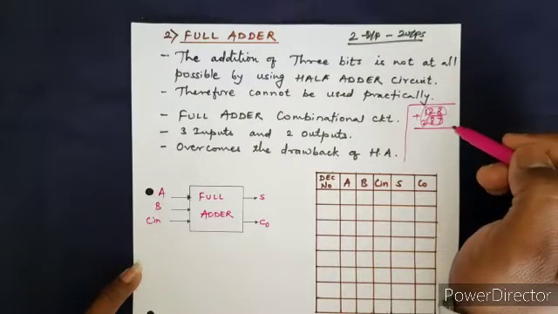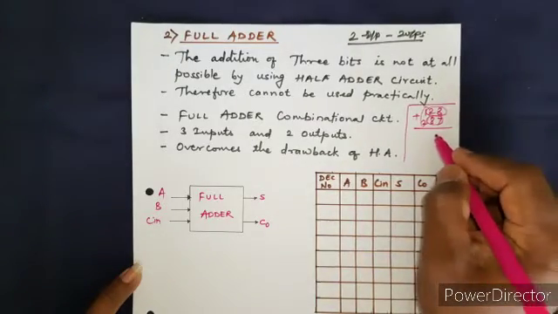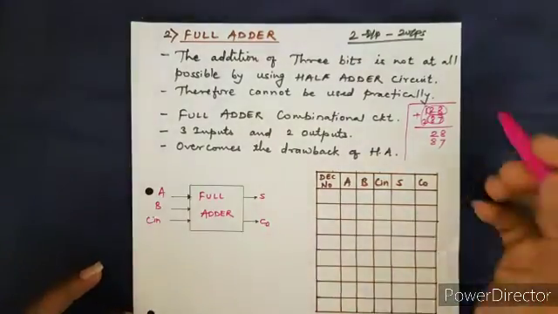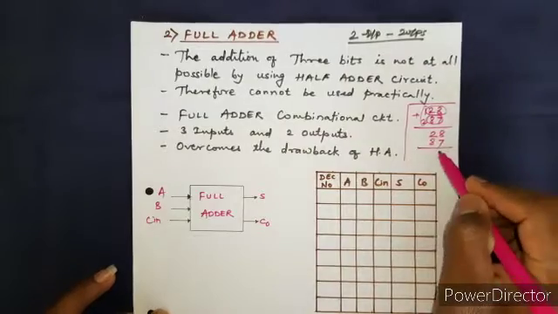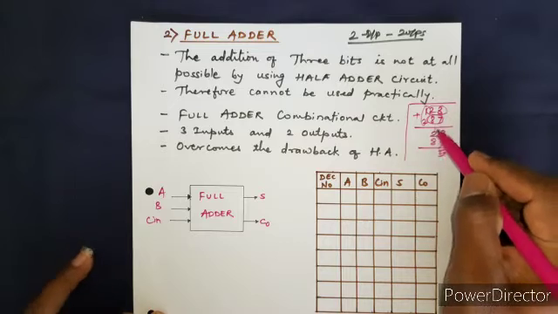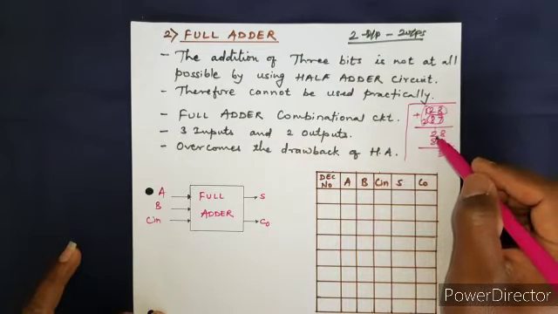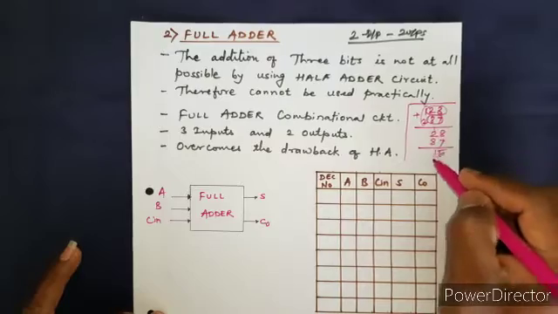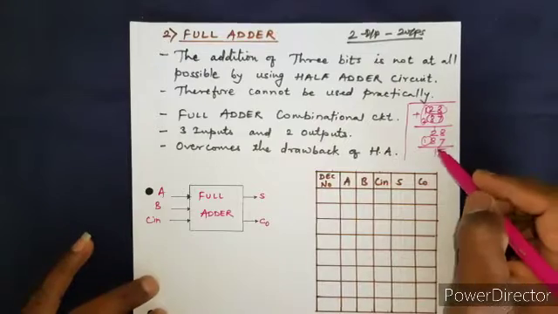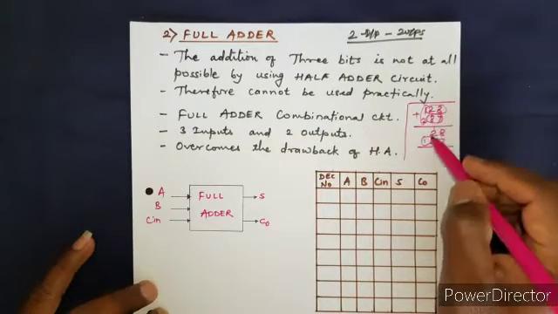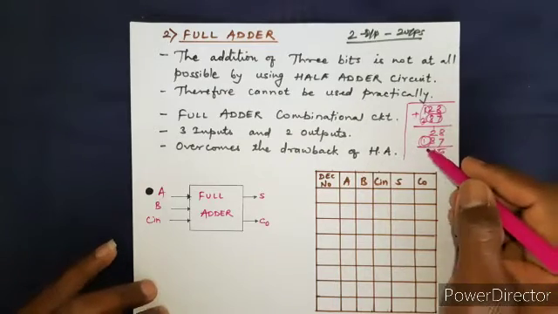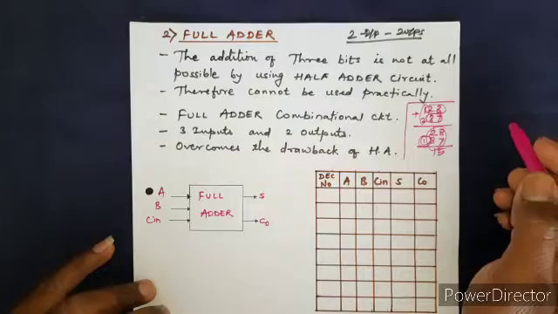Even if you take 28 and 87, 8 plus 7 is 15 and carry 1. Now here this becomes 2 bits, but 8 plus 2 is 10, plus 1 is 11. So what about this carry? In a half adder this carry is neglected, or it cannot take this carry, because it has only 2 inputs.